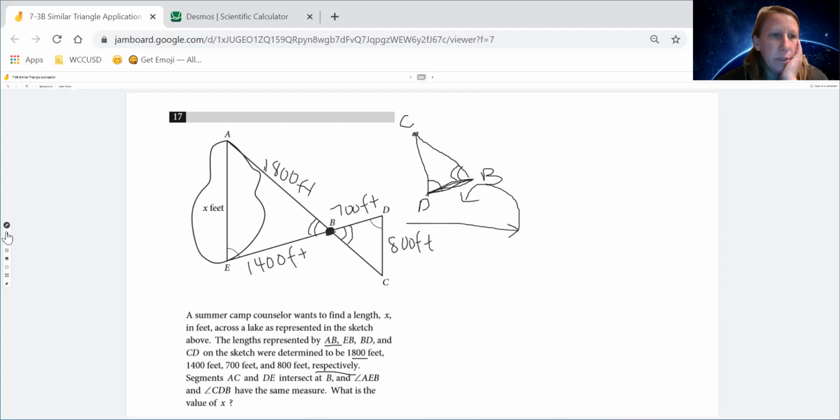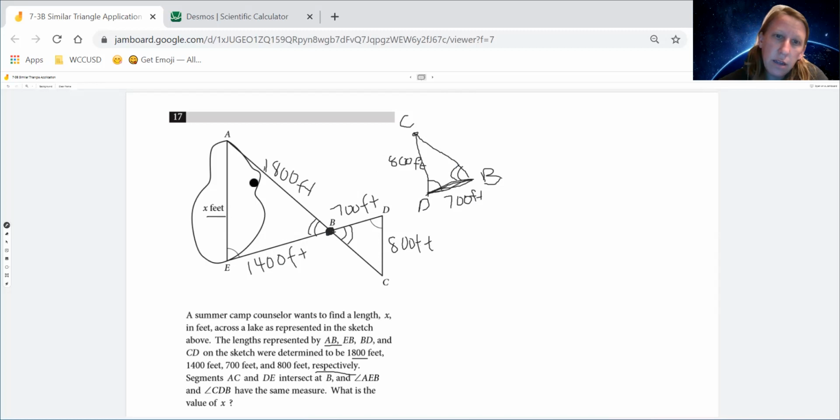And now I need to bring my measurements along. So let me get the measurements on there. Sorry for that. Bring the measurements onto your new picture. It's so much easier if you reorient them so you know what goes with what. So BD is 700 feet. And DC is 800 feet. And we don't know BC. Okay, so I actually have too much information for this problem. That's interesting. So I need to find x.